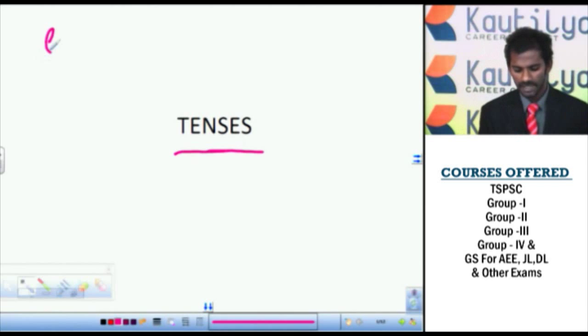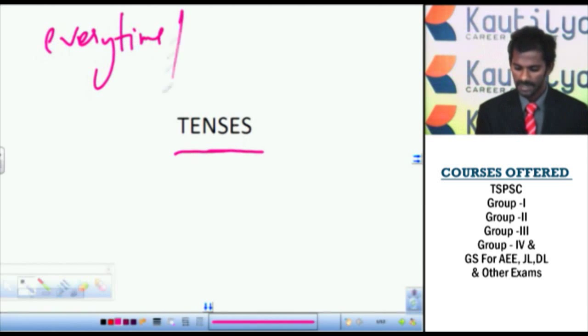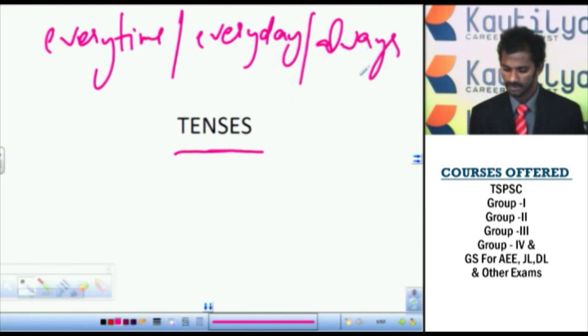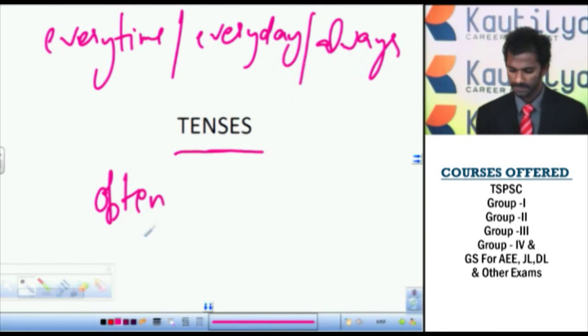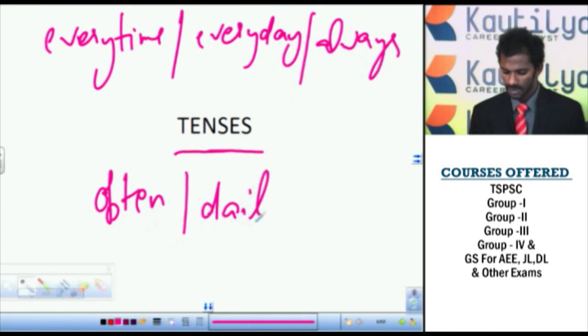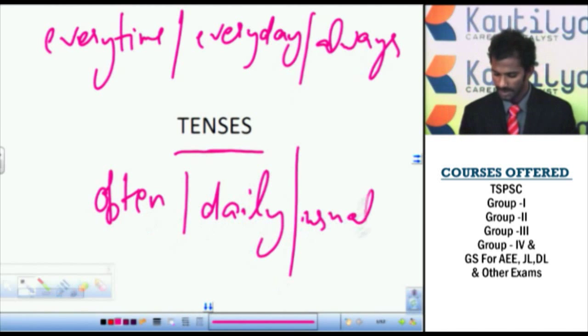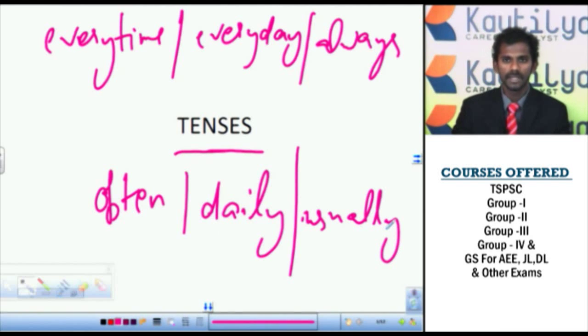Words like every time, every day, always, often, daily, usually. All these words tell us about a regularly happening action. Right? So for actions that happen regularly, we go for simple present. And to state facts like the sun rises in the east, right? We go for simple present.